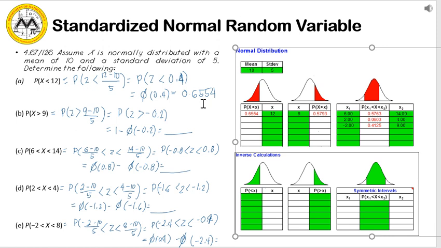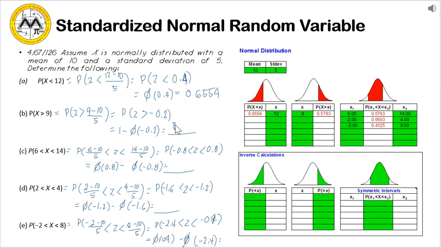So for greater than 9, it's 0.5793, between 6 and 14, 0.5763, between 2 and 4, 0.0603, and lastly 0.4125. What has the highest probability? It's less than 12, and the lowest is in between 2 and 4, which is quite far from the mean.